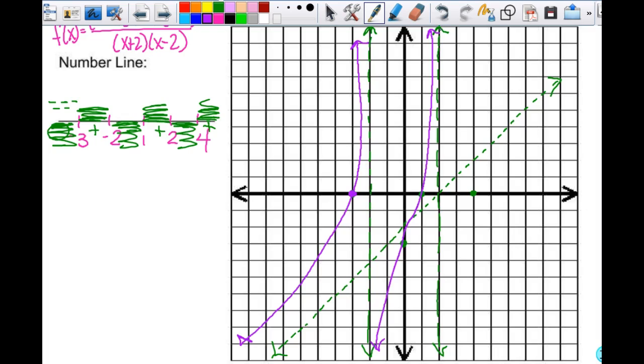And then from 2 to 4, it's negative, so it's down here. From 4 to infinity, it's positive, so that 1 point there is probably enough. Give me what I need. Okay. Everybody okay with that? Any questions? All right, one more.